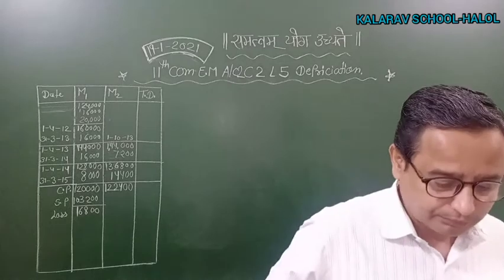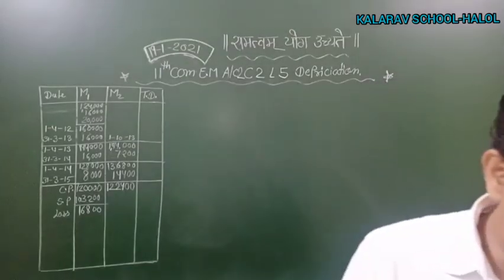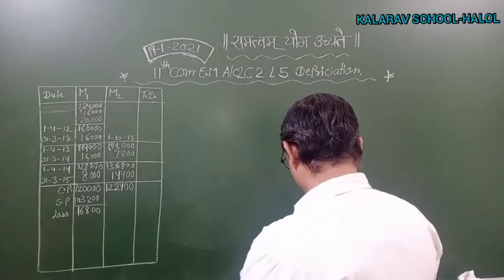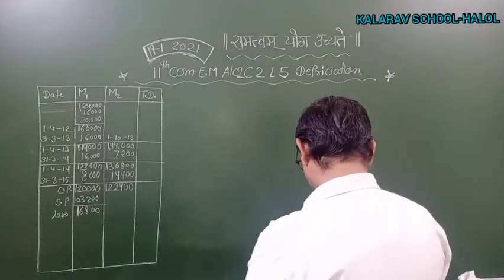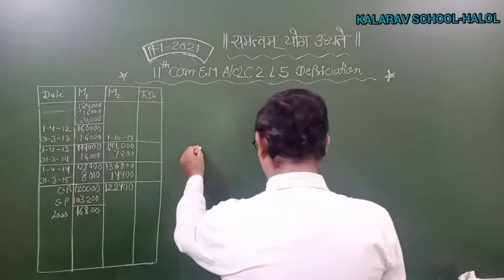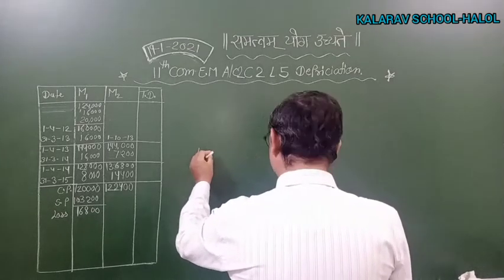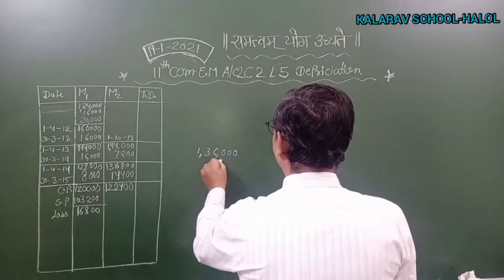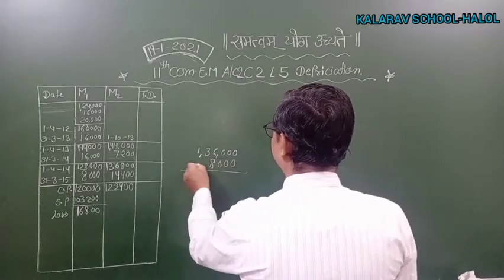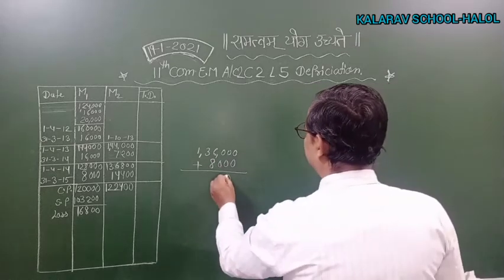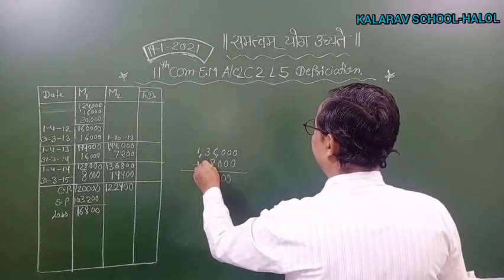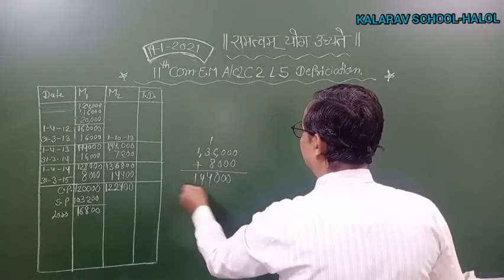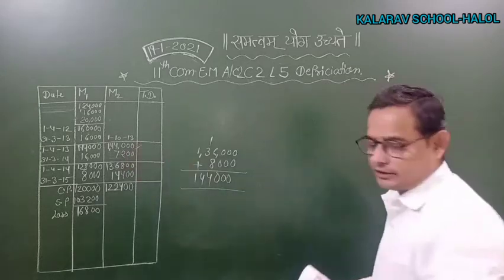How has it come? See here, we purchased this machinery for 1,36,000 and 8,000 is its installation charge. If you add it, 8 plus 6, 14, carry 1, and 1, 4, 1,44,000. Is it clear?